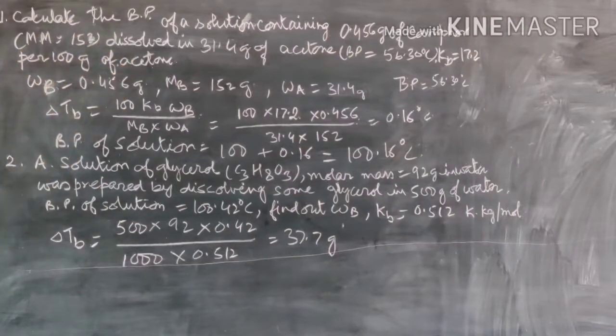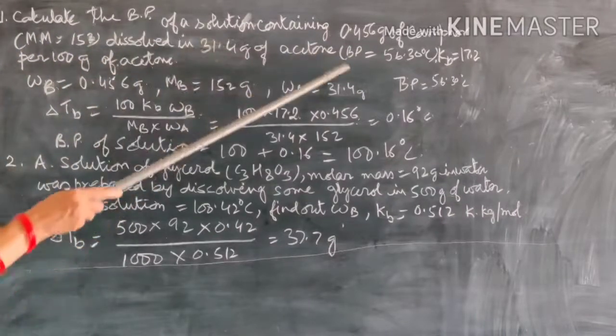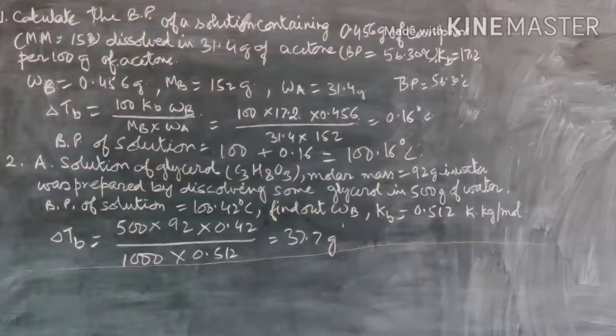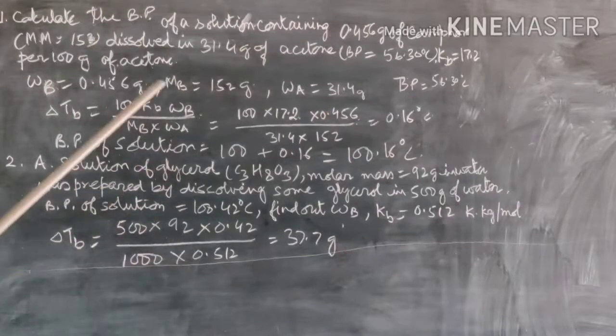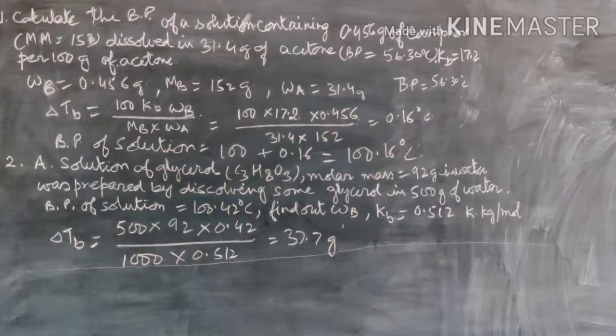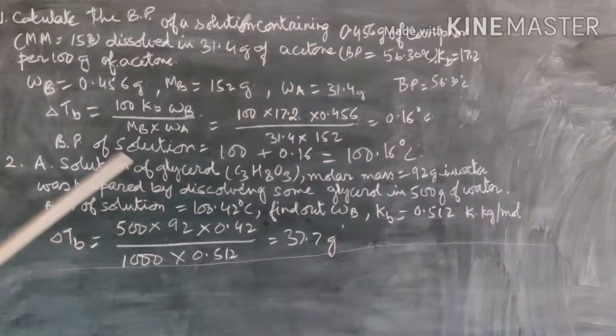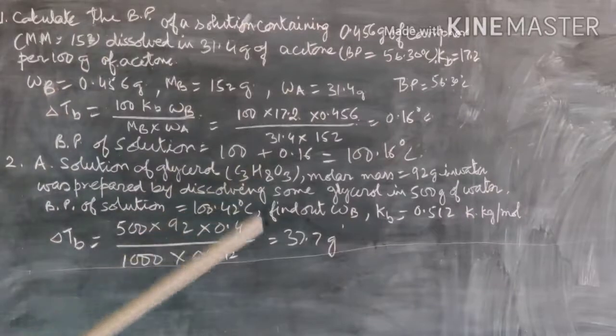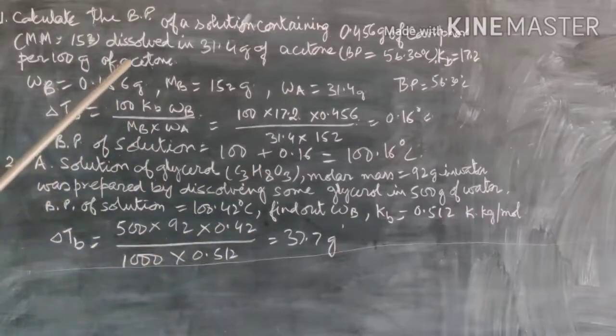Calculate the boiling point of a solution containing 0.456 gram of camphor, molar mass 152 gram, dissolved in 31.4 gram of acetone. The boiling point of acetone is given as 56.30 degrees Celsius and Kb is given as 17.2 per 100 gram of acetone. It is given for 100 gram of acetone.